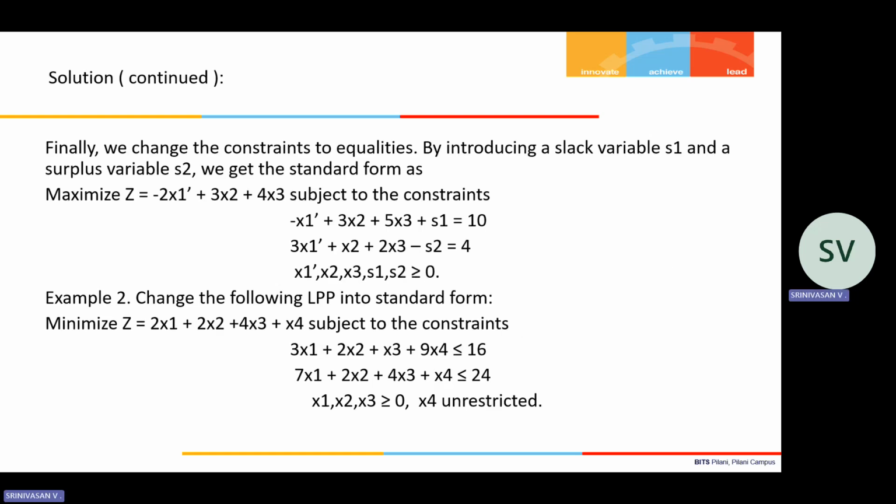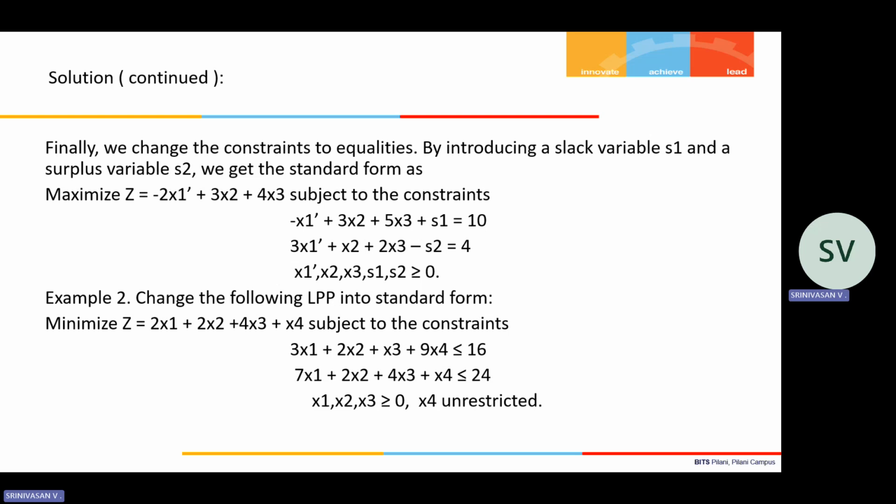Maximize is equal to, you write the same, minus 2x1' plus 3x2 plus 4x3 subject to the constraints: minus x1' plus 3x2 plus 5x3, we had less than or equal to 10. So you add which variable? Slack variable S1 equal to, now it is compensated. We added to balance, equal to 10.